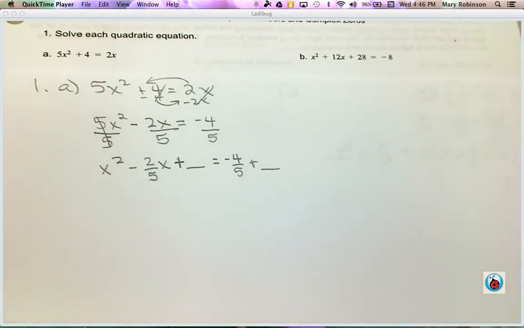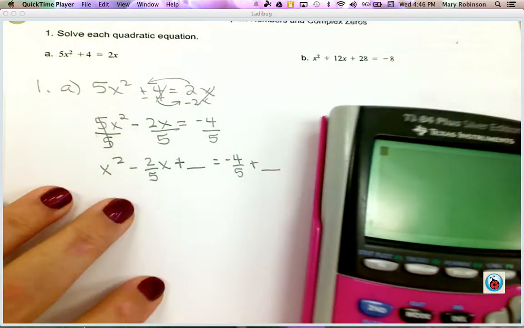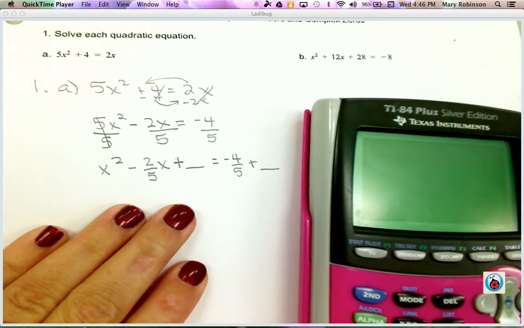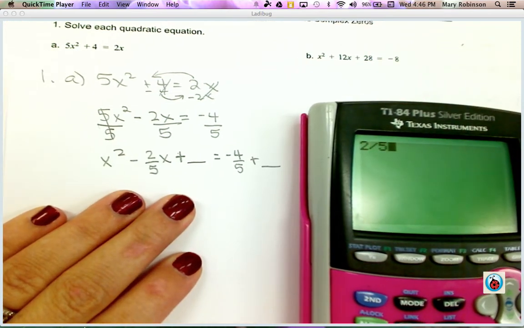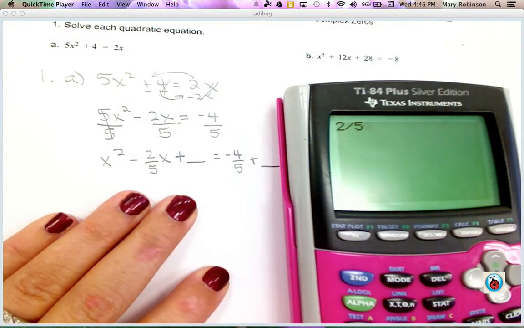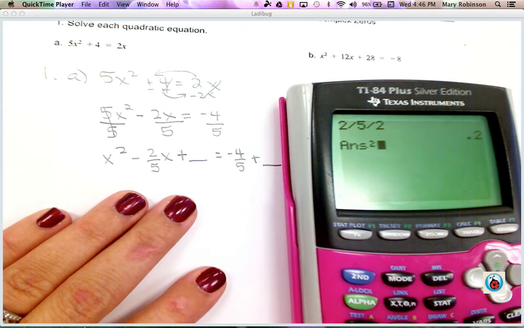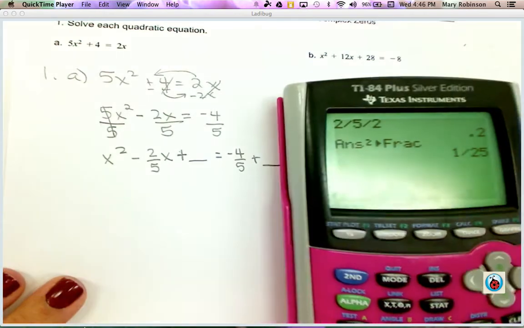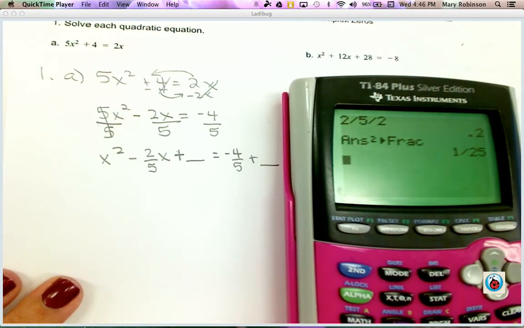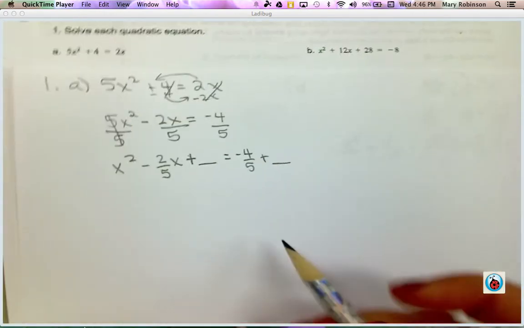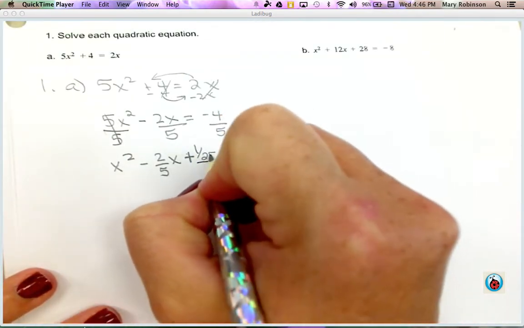Now to determine what value we're going to substitute there into our blanks, we get our calculator and type in b. Don't worry about the sign, but we type in 2 divided by 5, and we always divide by 2 to take half of it and hit enter. Our next step is to square it and convert it to a fraction by hitting math, enter, enter. So we should end up with 1 over 25. It should be a number that we can take the square root of. So I'm going to add in 1 over 25 here in my blank.